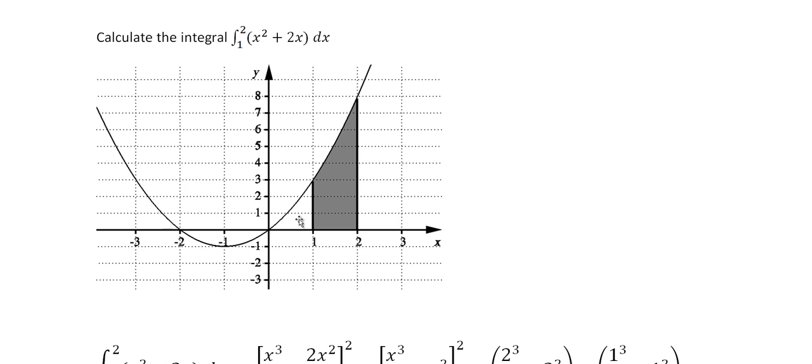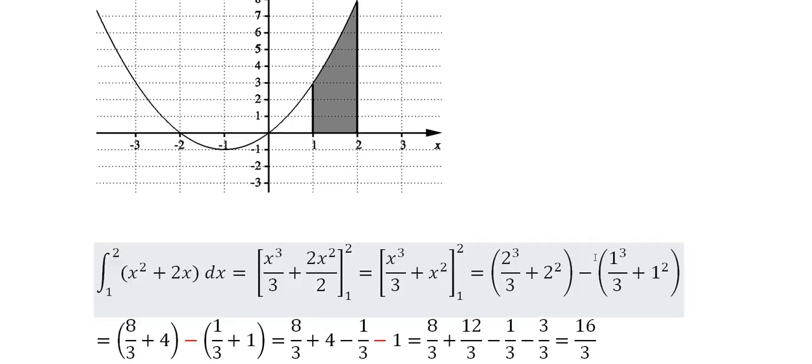So basically this is how the graph looks like, and the lower limit is 1, the upper limit is 2. So we're talking about this gray area here. We're gonna calculate this integral, and here is how we do it.